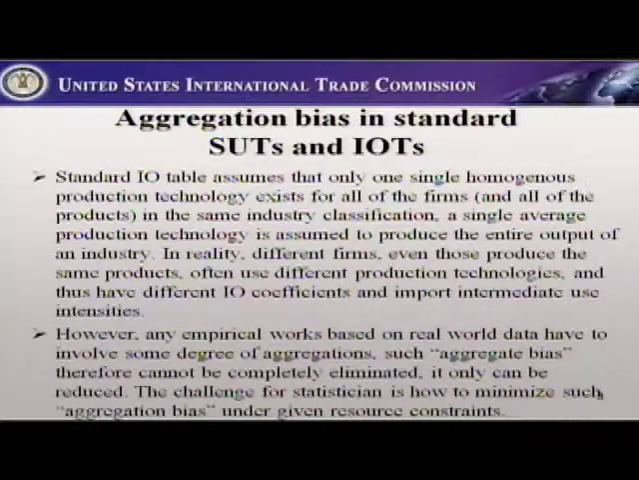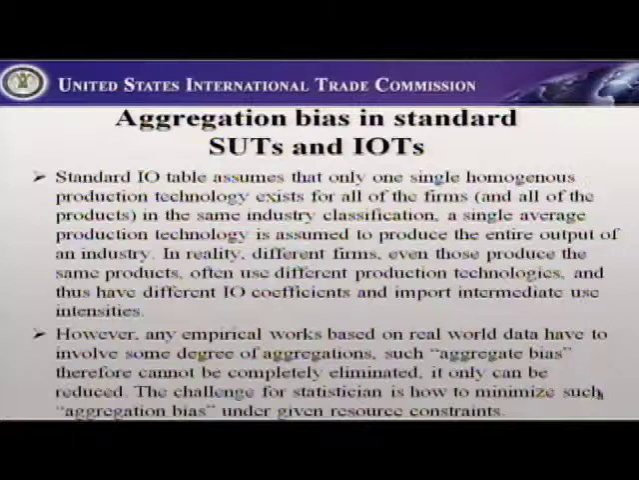Fabienne already mentioned this, but I want to emphasize it, especially for those from a trade background rather than national accounts. In the input-output model, we assume just one single homogeneous production technology exists for all the firms and all the products they produce in the same industry classification. So a single average production technology is assumed to produce the entire output of the industry. We know this is definitely not true. In reality, different firms, even those producing the same products, located in different locations in the same country, use different technology. That is a phenomenon everybody knows.